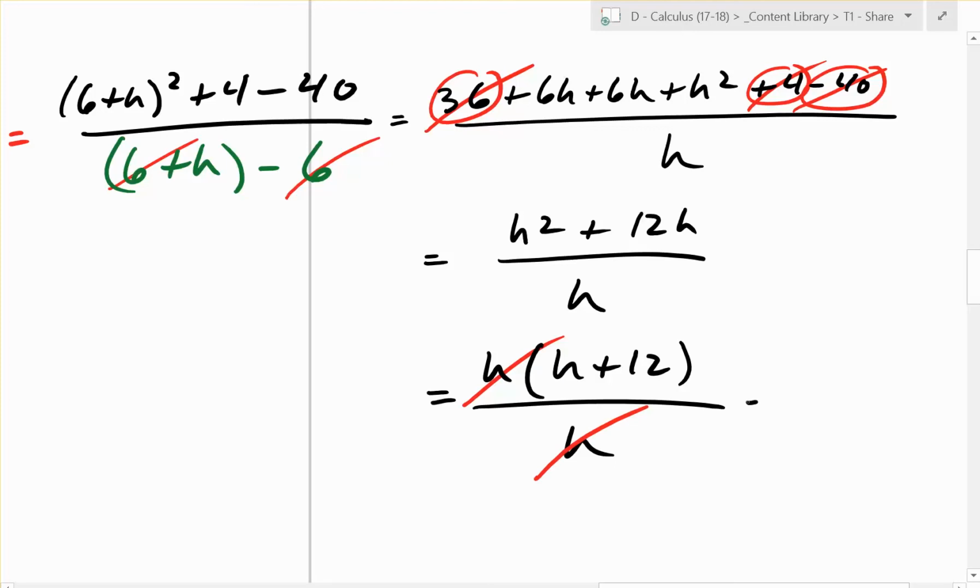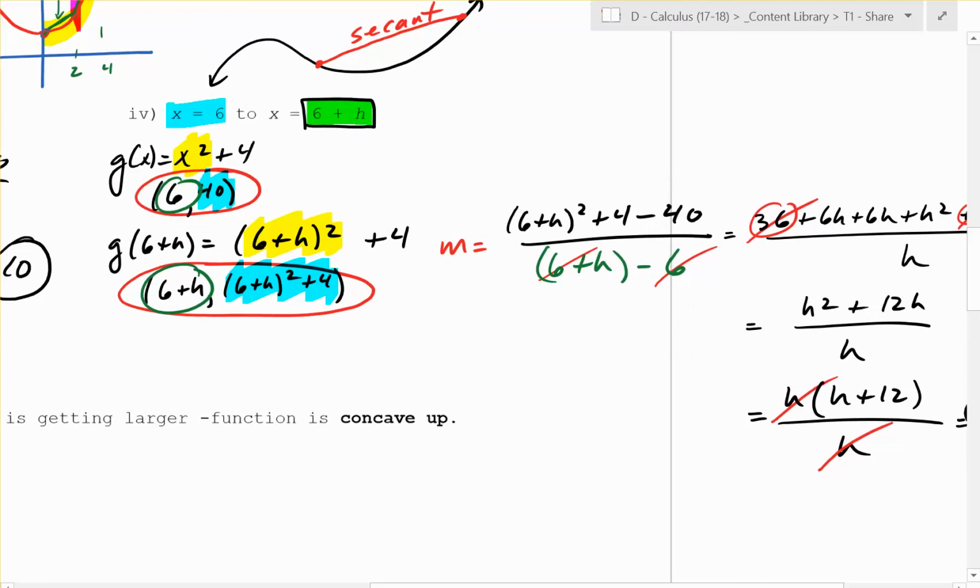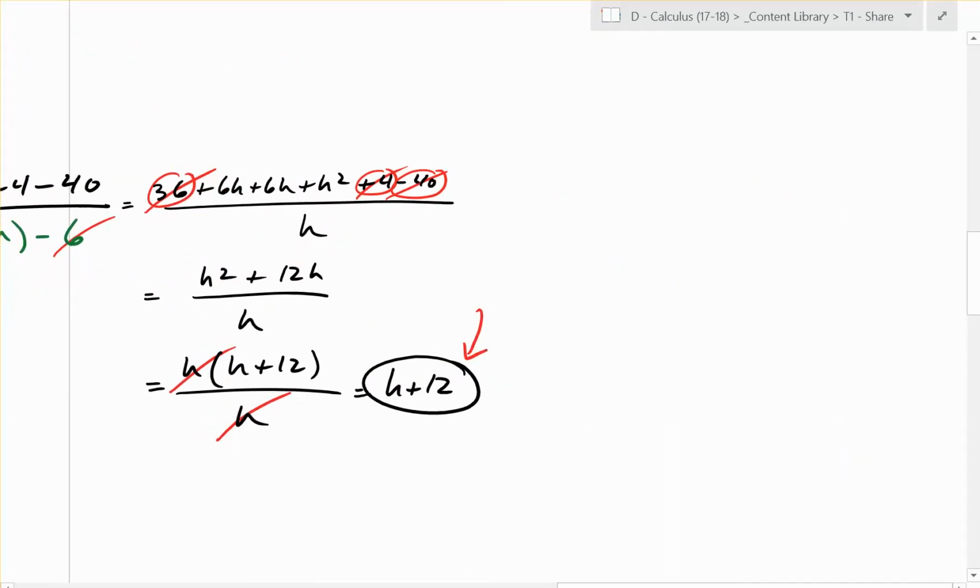That cancels out, and you're left with h plus 12. That would be the final simplified answer. That tells us the slope between the points, and these are the 2 points. Here's point 1 right here, and here's point 2. The slope between those 2 points is h plus 12.